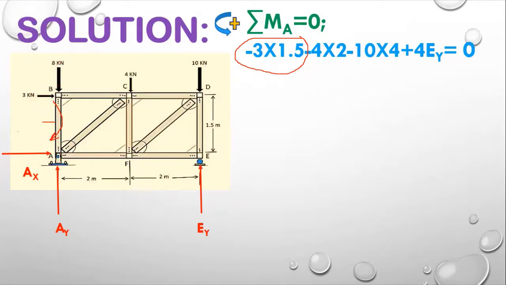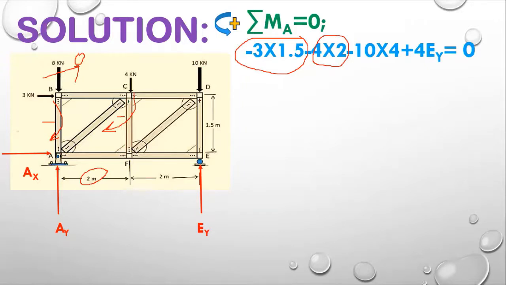Then the 8 kilonewton force must give 0 because it is directly acting at joint A. It is acting at joint B, but there is no horizontal distance for it to rotate about A, so it becomes 0 because it is multiplied by 0. The 4 kilonewton force is acting at joint C, and its rotation will be like this, so it should also be minus. It should be multiplied with the perpendicular distance, that is 2 meter. You can see here I have written minus 4 into 2. This is the way.